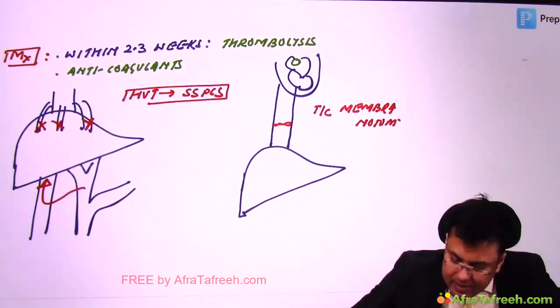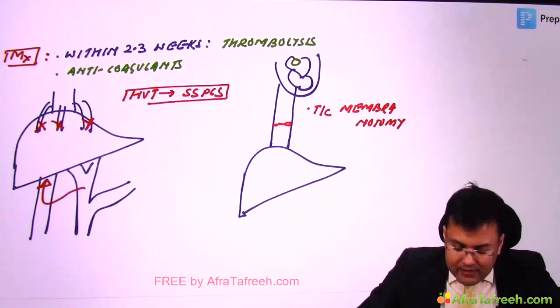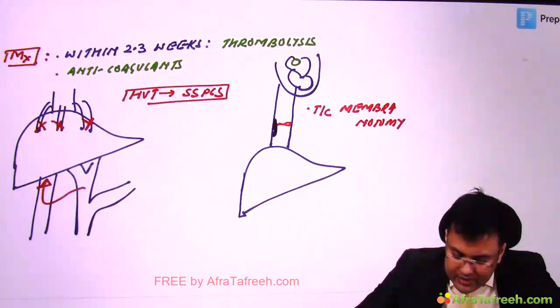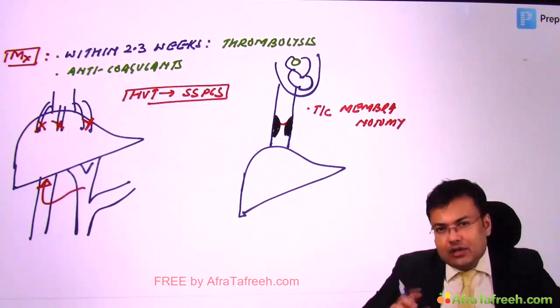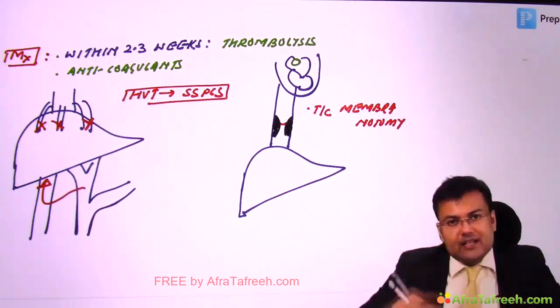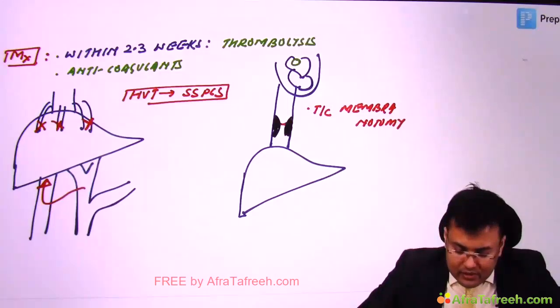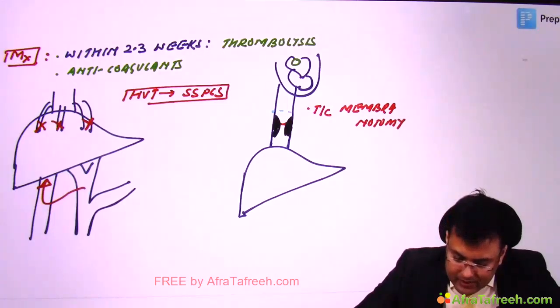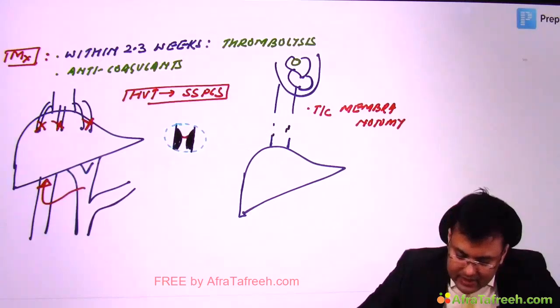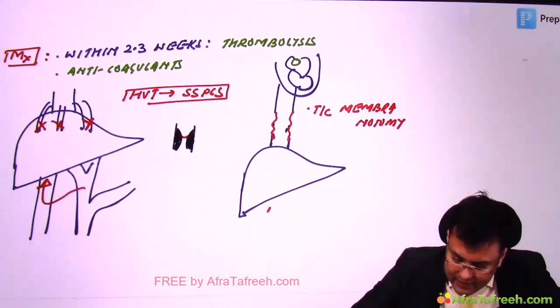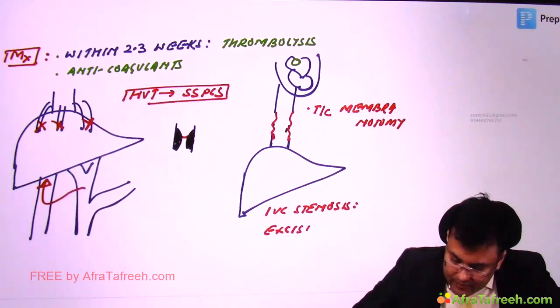Okay, if there is a thin membrane. Now imagine if this patient is having severe stenosis here. There is severe stenosis. In that case, what? The affected segment should be excised and grafting is done. So here I'm going to do what? This part, yes, this is excised and I'm going for what? Grafting. So if there is IVC stenosis, in that case, excision and grafting.